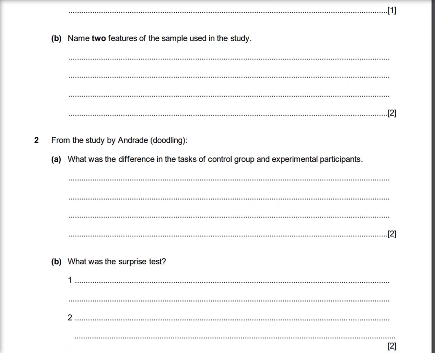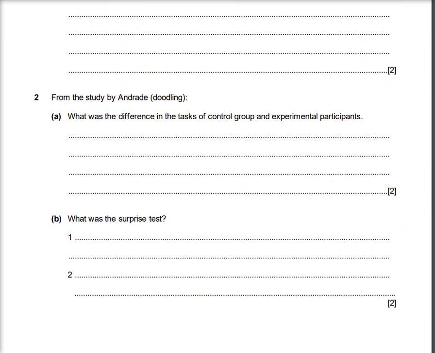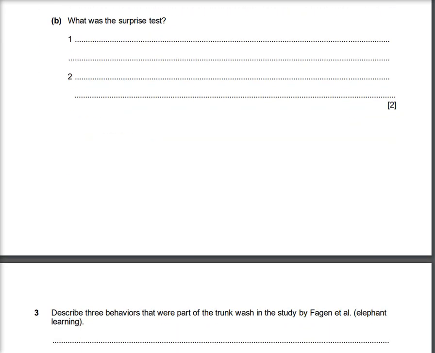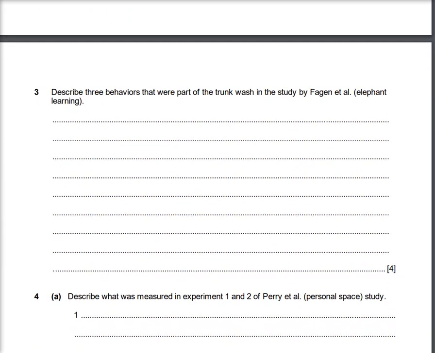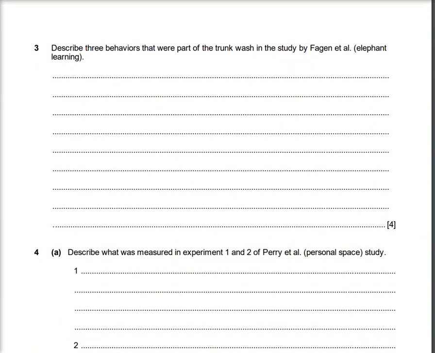From the study of doodling, again from the old syllabus, what was the difference in the task of the control group and experimental participants? So you should remember this: what was the difference, and then what was the surprise test, that they have to recall places, etc. Okay, and the difference is important because on the A4 paper they had that shapes thing, so that is the hint for you.